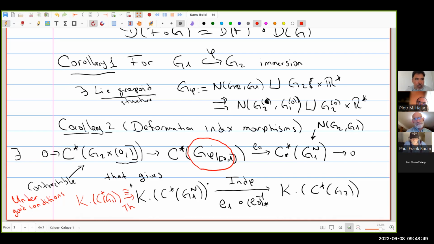Before you flip the page, I have a very silly question. No, go ahead. So here I have this C-star of Gn1, and I understand that this is the normal bundle of G1 in G2. How do I assign a convolution C-star algebra to a normal bundle? Is it obvious? No, in fact, this is a good question. Because of the groupoid structure, this normal bundle is a groupoid over the normal bundle of the units. Because the immersion, in fact, embeds the units into the units.